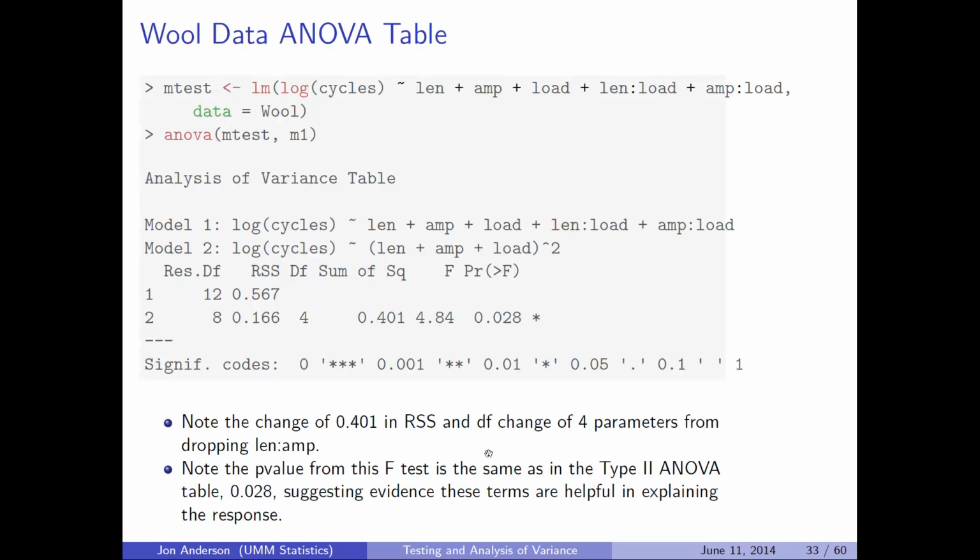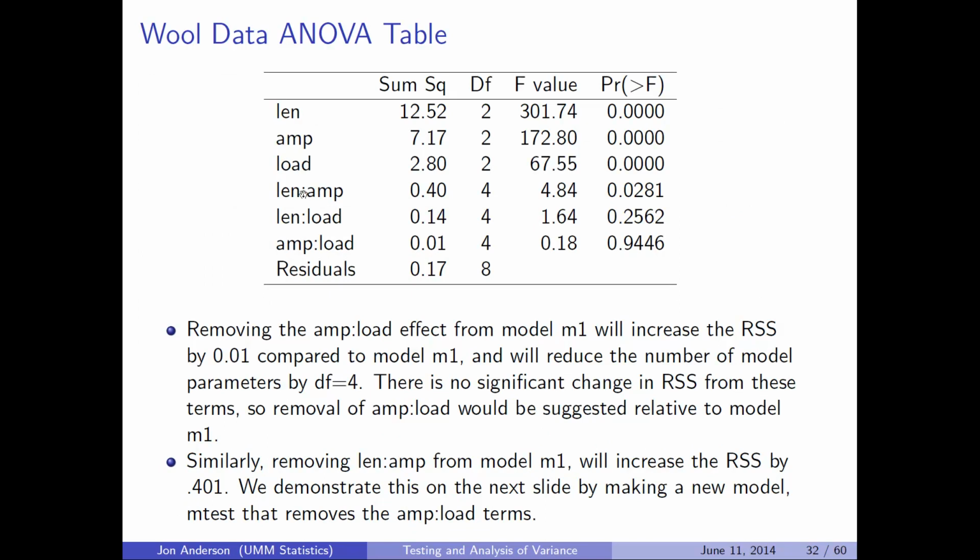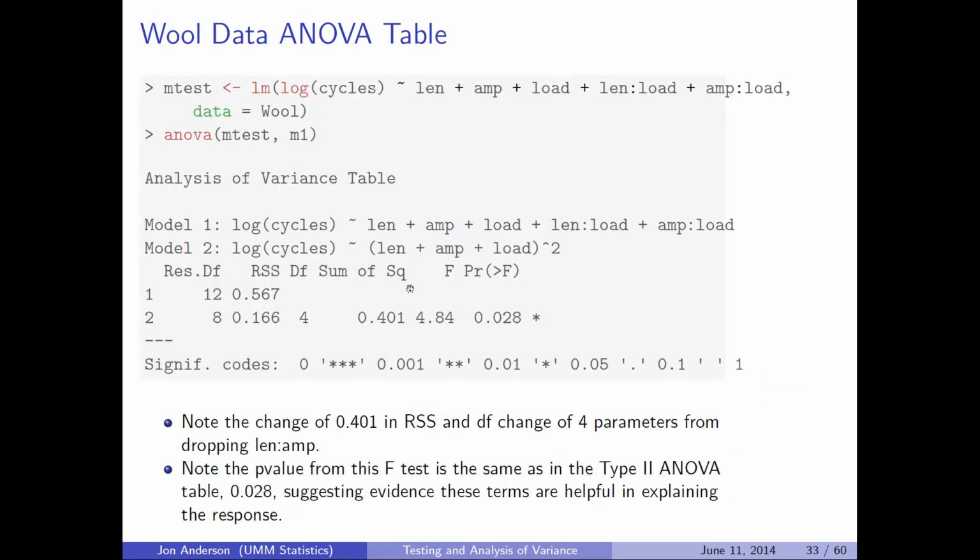Let's demonstrate where that would come from. I'm going to fit a model that does not have length and amplitude. You will notice up here in the M-test model, I have removed the amplitude and length two-way interaction, and I test this reduced null hypothesis model against the full model M1 that has all the two-way interactions in it. And you'll notice the change. Here's the residual sums of squares for the smaller null hypothesis model. Here it is for our full model M1.